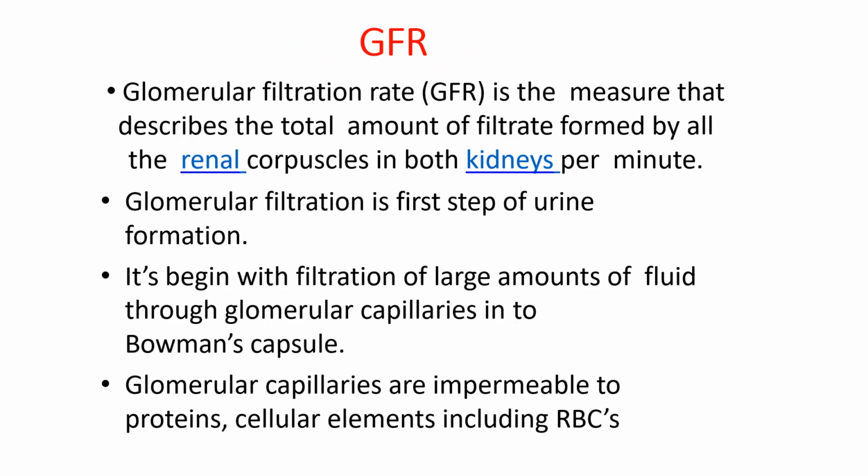So glomerular filtration rate is a measure that describes the total amount of filtrate formed by all the renal corpuscles in both the kidneys per minute. So it is the first step of urine formation. It begins with filtration of large amounts of fluid through glomerular capillaries into the Bowman's capsule. Glomerular capillaries are impermeable to proteins and cellular elements including RBCs. So remember this point.